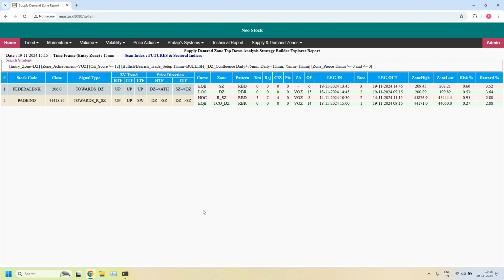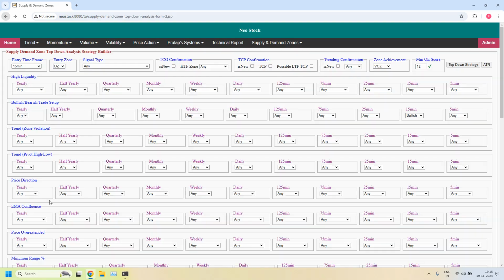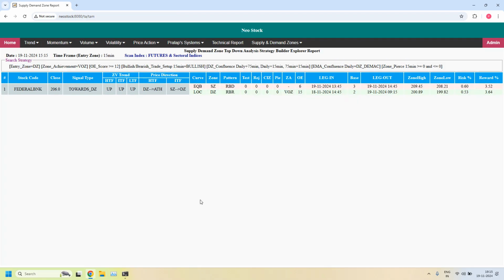We got again both the stocks. And both stocks are having uptrend. And obviously both will be having daily EMA confluence because 75 is part of the daily. If 75 is having EMA confluence, daily also will be having. Let's verify. In the EMA confluence, daily time frame, daily demand zone having daily EMA confluence. Only one stock is filtered.